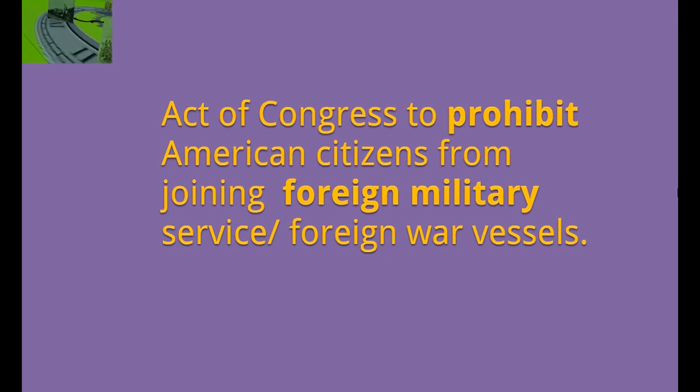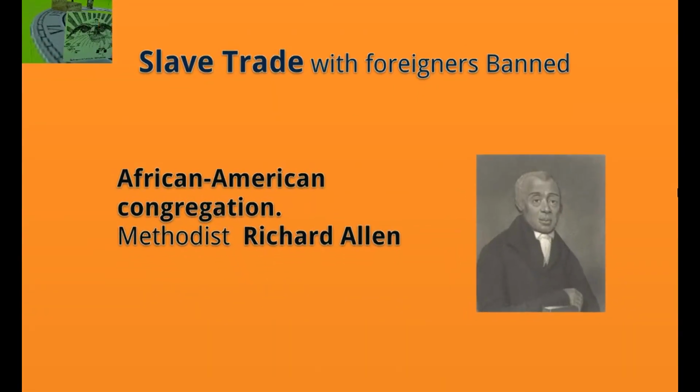The Genet affair is not accepted by George Washington, even though Jefferson thinks that the United States should assist France because it is a republic, just like the United States. But the American government, led by George Washington and the Federalists, does not want to get involved and sees the Genet affair as a violation of the United States' neutrality rights. And besides this, in the year 1794, the slave trade with foreign nations is banned.